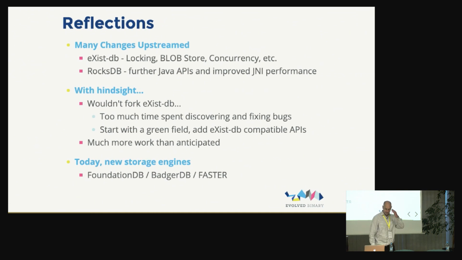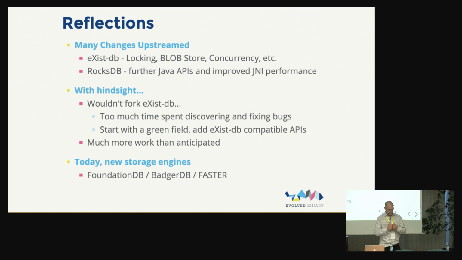OK, so reflections. Retrospectively, I probably wouldn't have forked eXist-db. It made things quite difficult. So initially, we spent a lot of time trying to be very, very compatible with eXist-db, which we have achieved. But we did this by forking the data stream. So we had a version of eXist that would write to both the B tree and to our LSM tree, and then we would compare the results and see if they were the same.